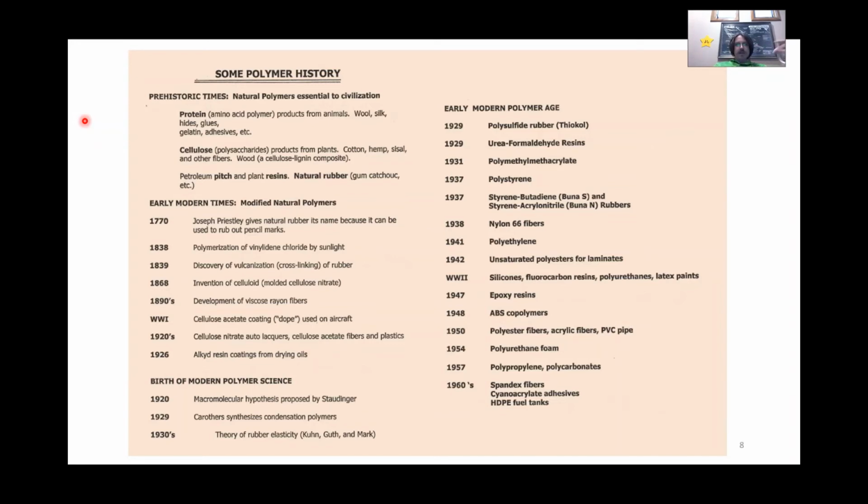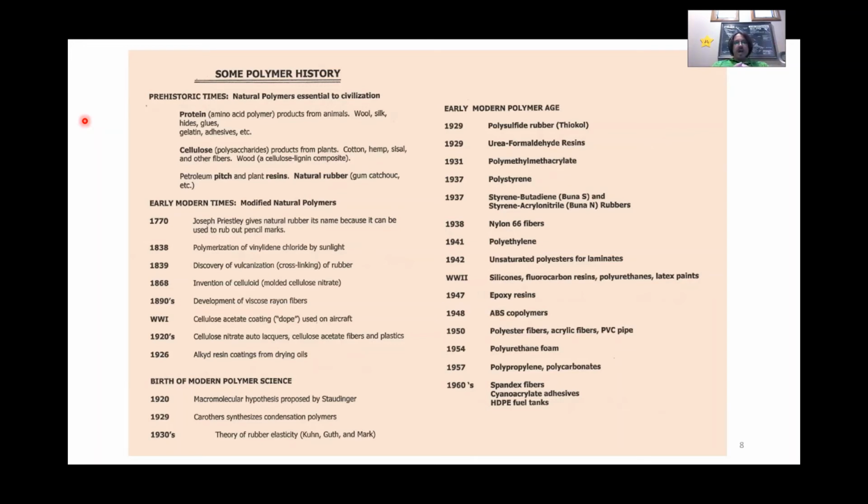History of polymers. Polymers have been used by humankind, by our society, for quite a long time, and polymers occur naturally. So I shudder a little bit when people just say plastics. Proteins, wool, silk, hides, glues, those are all polymers, and they're natural polymers, and they've been used by society for a long time.